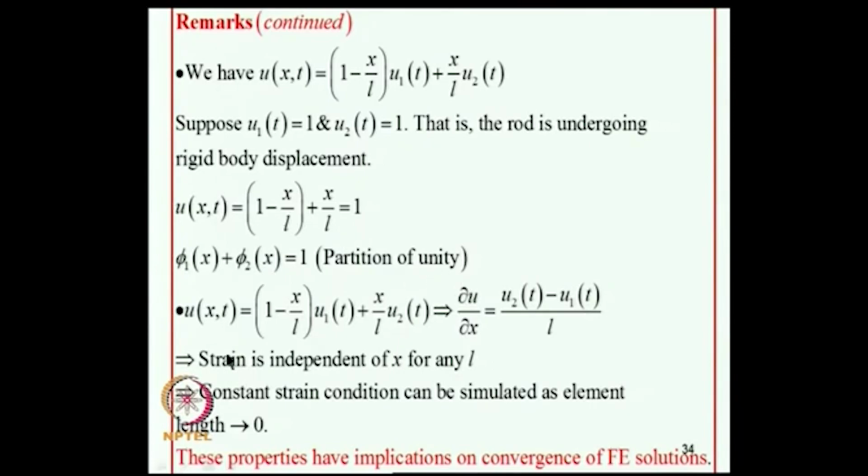Now, let us again take a look at the assumed representation for the field variable. This is displacement; let me compute the strain. We get strain to be independent of x. Okay. So, strain is independent of x for any L. So, that means the constant strain condition can be simulated as element length goes to 0. In a finite element model, as an element becomes smaller, we expect that there will not be any strain variation within an element, and that is simulated correctly here. These two properties have serious implications on convergence of finite element solutions, and at some later stage we will revisit these issues again, but at this stage we can make these observations.